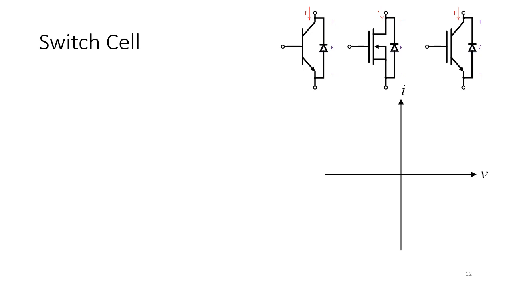So similar to the previous case, we don't use any of the three separately. We want to make everything simpler here, so let's use one generic symbol. Here we have the current I, voltage V, and we have the gate signal G.